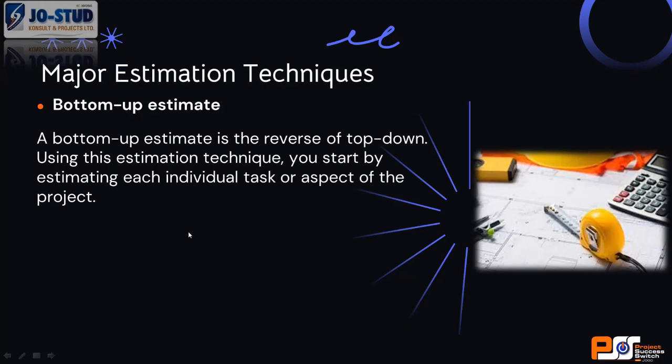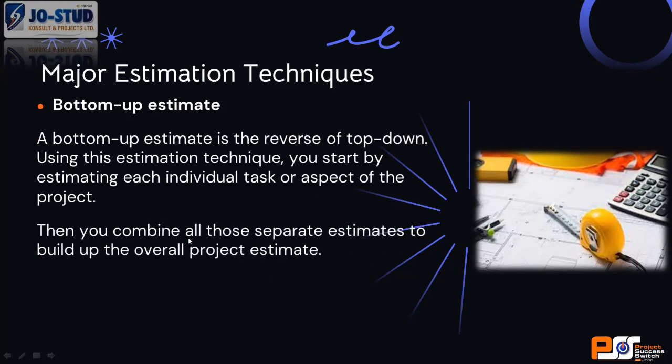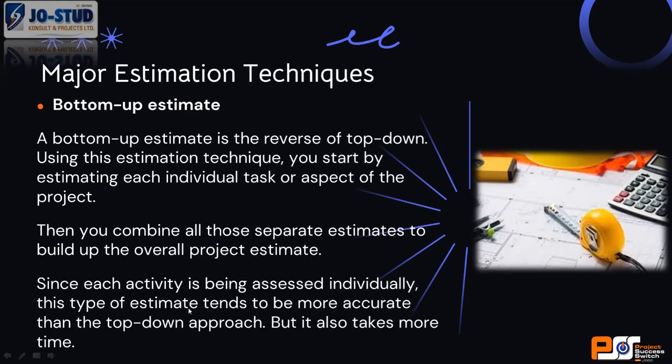While your client is giving you a blanket figure to do the project, and you are now trying to use a percentage of a previous job you've done to put figures to it, a bottom up will take the drawing and look at it critically and come up with an estimate. Using this estimate, you start by estimating individual tasks or aspects of the project. You combine all the separate estimates to build up an overall project estimate. Since each activity is being assessed individually, this type of estimate tends to be more accurate than the top-down approach, but it takes more time.